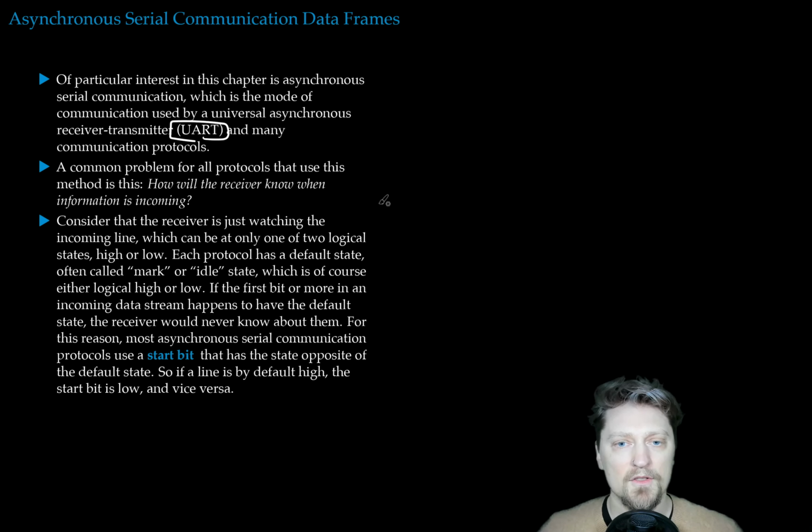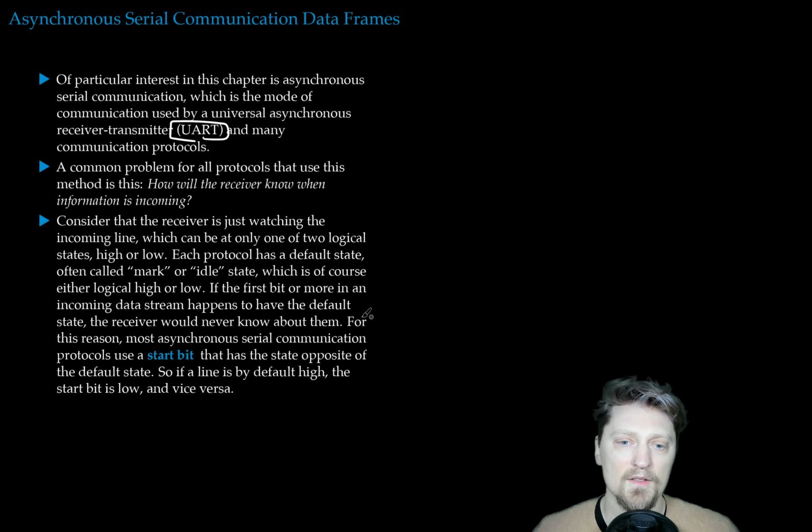Consider that the receiver is just watching the incoming line, which can be at only one of 2 logical states, high or low. Each protocol has a default state, often called mark or idle state, which is of course either high or low. If the first bit or more in an incoming data stream happens to have the default state, the receiver would never know about them. For this reason, most asynchronous serial communication protocols use a start bit that has the state opposite of the default state.